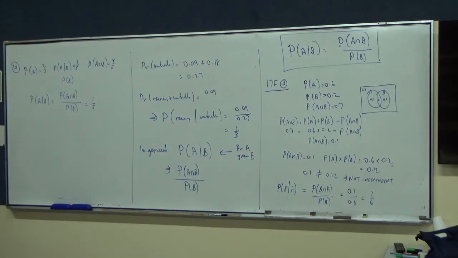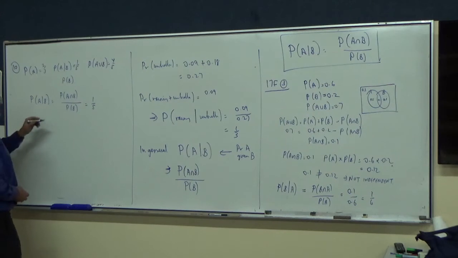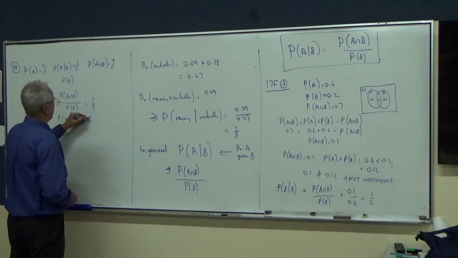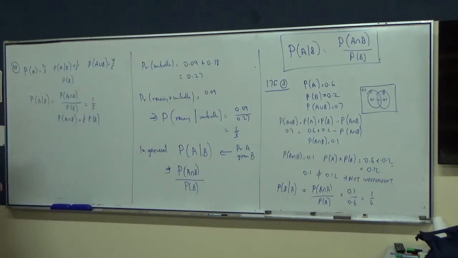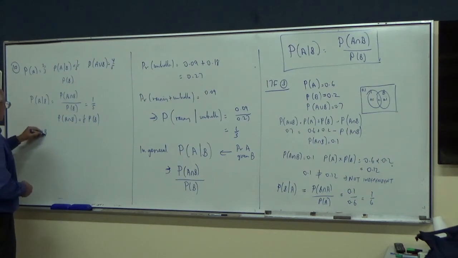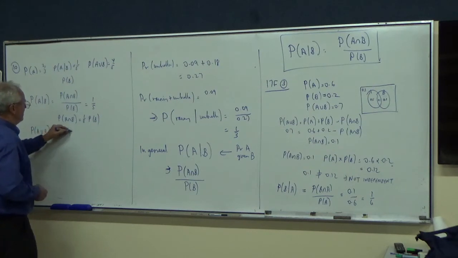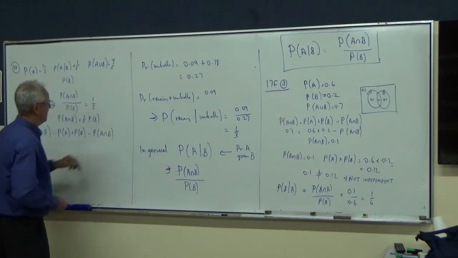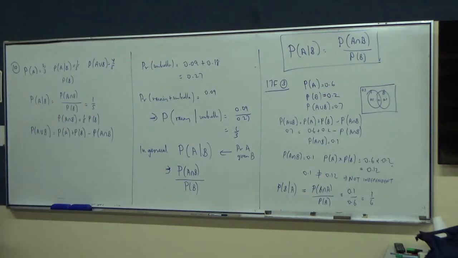So probability of A intersection B equals 1/5 of the probability of B. Alright, I think we're going to get there. So the probability of A union B is the probability of A plus the probability of B minus the probability of the intersection. Right? Well, that's going to be true in any situation, not just for independent events.